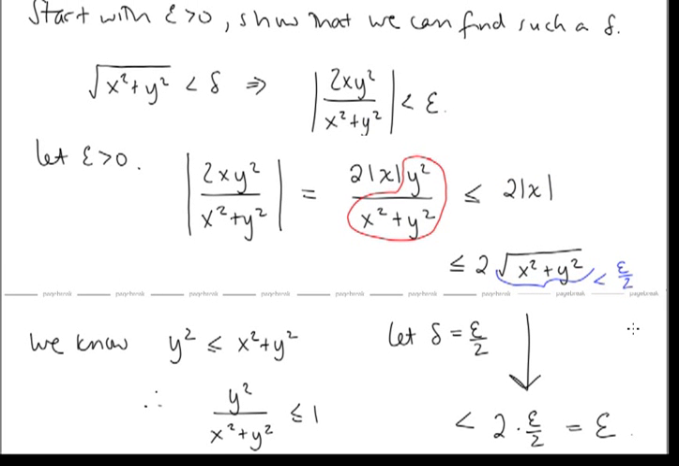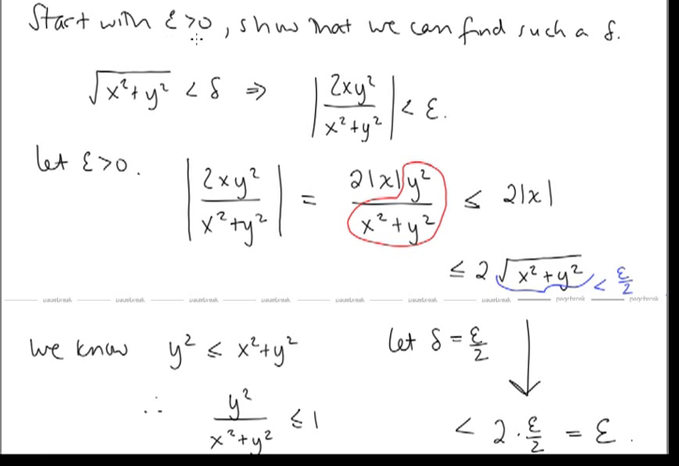So let's look at this from the top again. We want to start with epsilon greater than 0 and show that we can find a delta such that radical x squared plus y squared less than delta gives us this function value, in absolute value, less than epsilon. We start with epsilon greater than 0. We say take any epsilon greater than 0. As we get to this point in our computation, we realize that, oh, delta should be epsilon over 2. That would work out great. So we say let delta equal epsilon over 2.